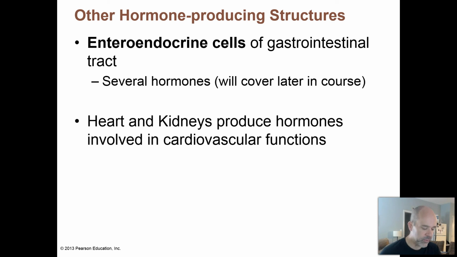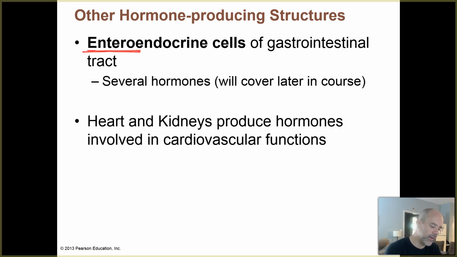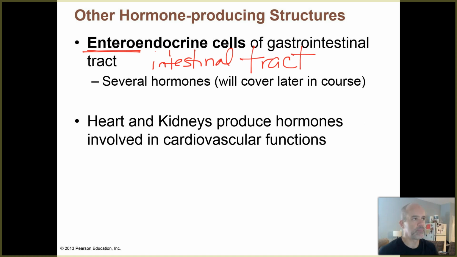All right, there are enteroendocrine cells. Entero, whenever you see that, refers to the intestinal tract. Intestinal tract, and it is tract with a T and not track with a K. You do have some endocrine cells in the small intestine that produce some hormones, and we'll study those when we get to the digestive system. I just want you to be aware that there are some endocrine cells in the small intestine for now.